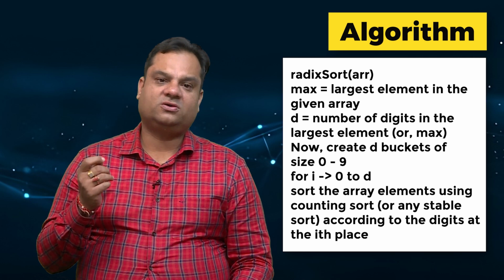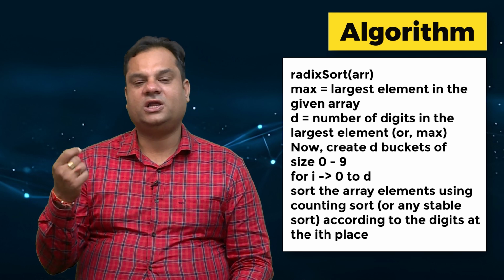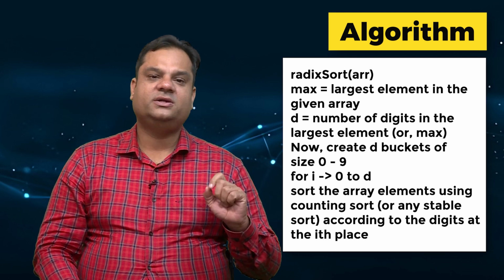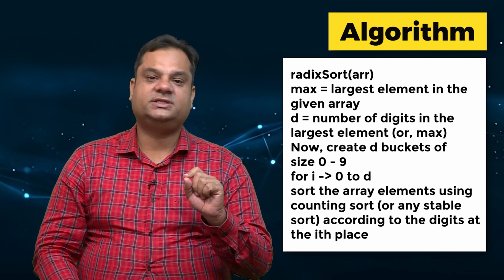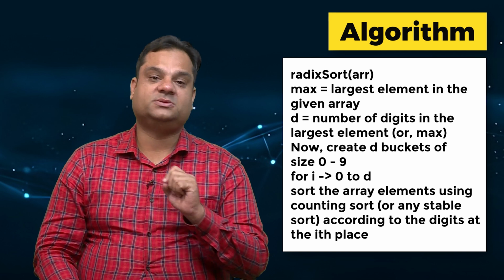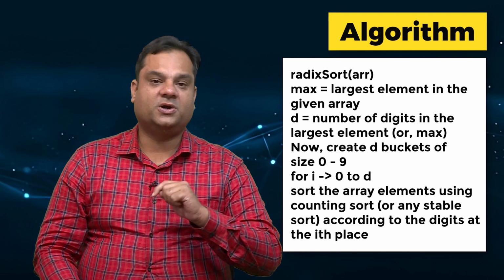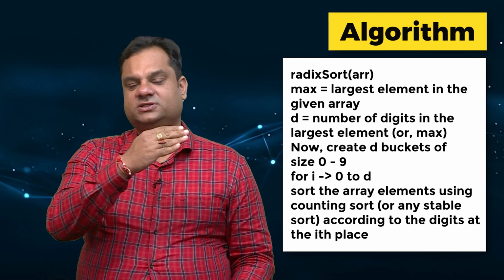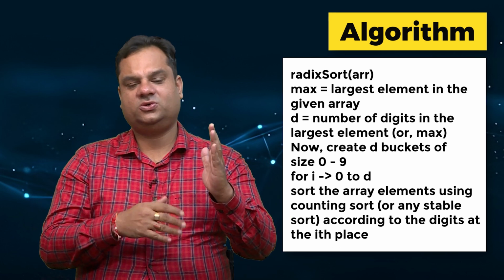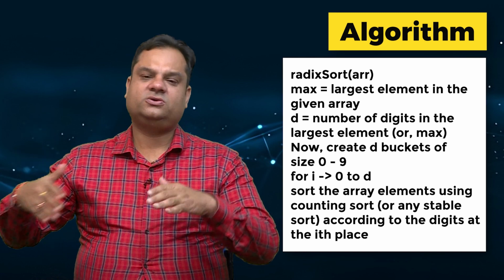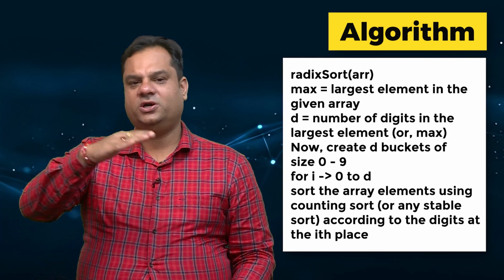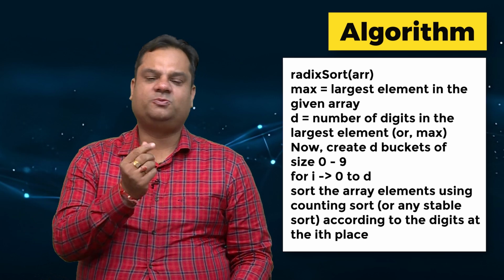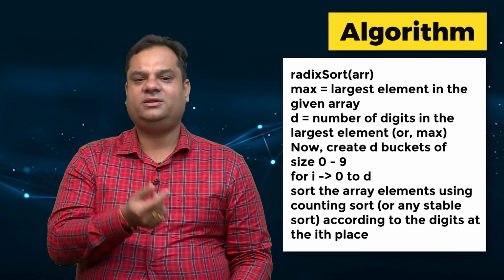We have a lot of algorithms to identify the biggest value from the array. Now calculate d with the help of the number of digits in the largest element, or the maximum. Now create buckets of size 0 to 9 in order. First you fix the data starting from 0, then 1, then 2, then 3. You make a column also like 0, 1, 2, 3, 4. As per the unit place, tens place, 100 place, you put the values one by one inside the buckets.